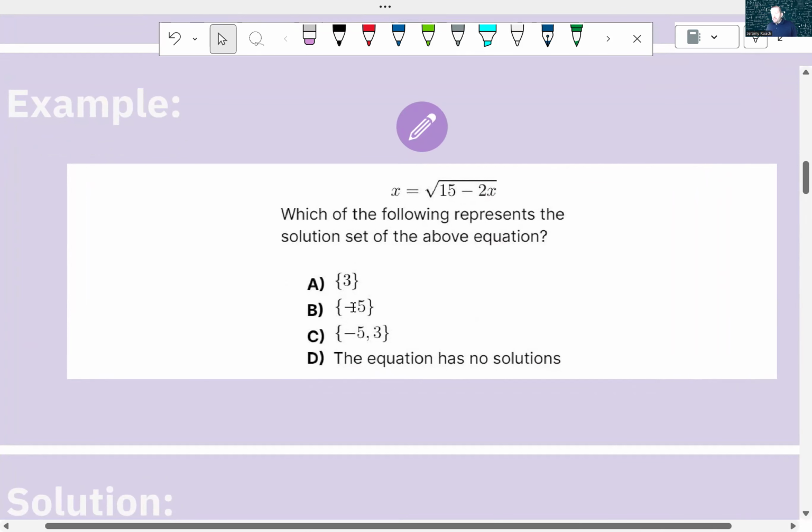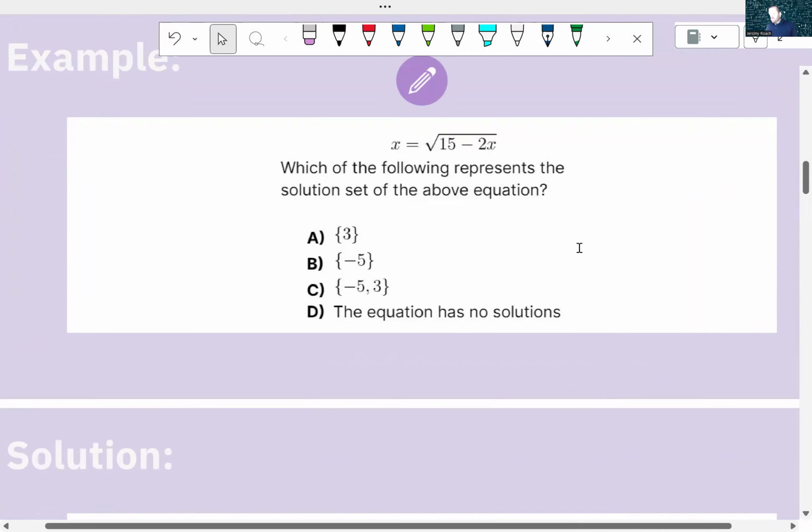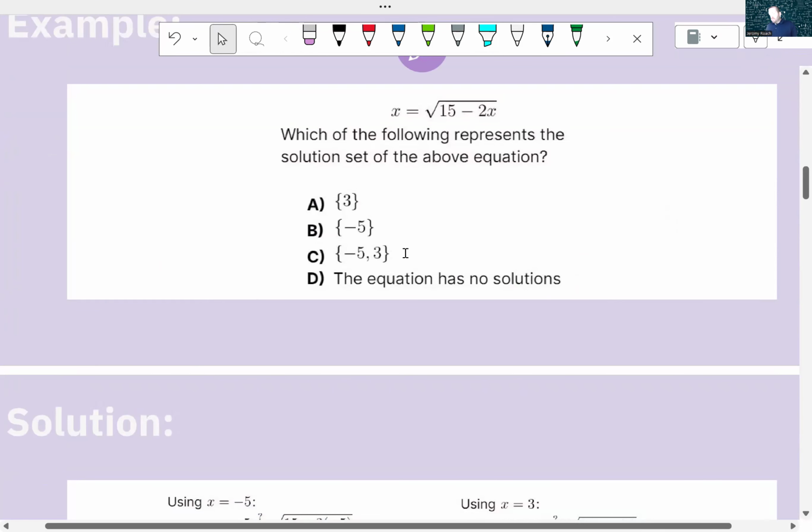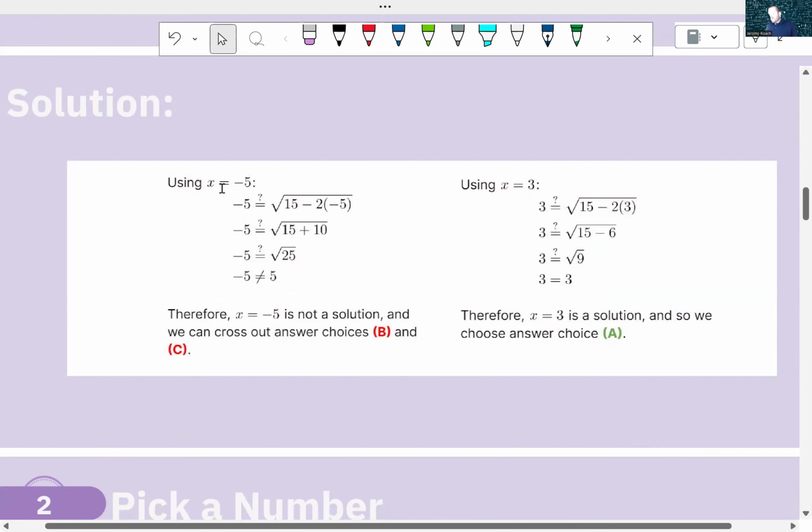So it says 3, -5, or -5 and 3. And so for this one, we would just quickly plug in -5 and 3 because that's what C is. It wants us to check both of those. And then that covers A and B as well. So we're going to plug in -5 and 3 for these and see if it makes a true statement.